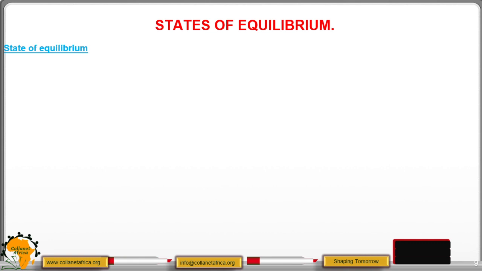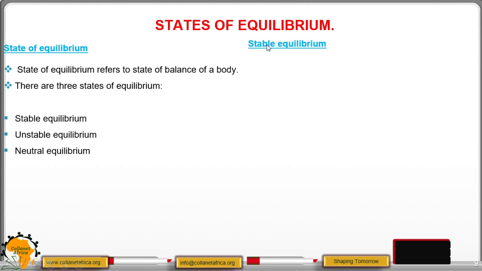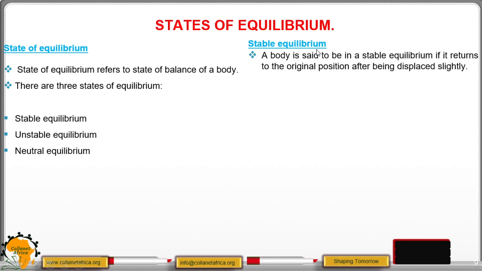First, let us discuss the states of equilibrium. States of equilibrium refers to the state of balance of a body. There are three states of equilibrium. These are the stable equilibrium, the unstable equilibrium, and then the neutral equilibrium.